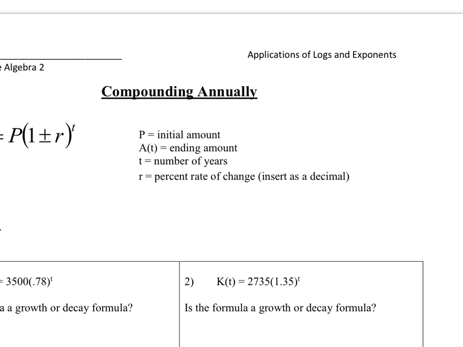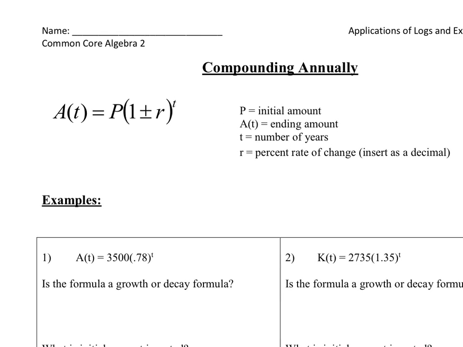Hey, today we're starting the applications of logs and exponents. And the first way that we deal with this, or we find the applications, is we learn about how to compound things annually. So the most regular thing that we talk about compounding annually is money. But then there's also population growth and decrease of values of cars.